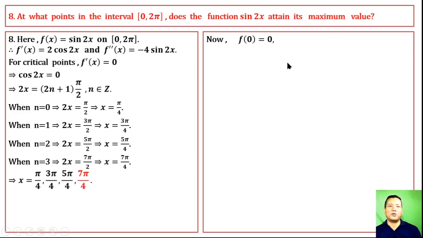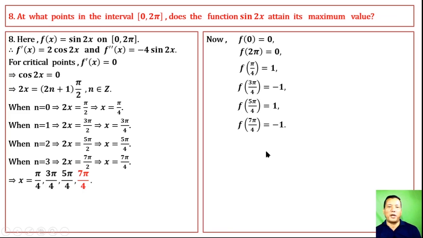Now f of 0 is 0, f of 2 pi is 0, and f of pi by 4 is 1, f of 3 pi by 4 is minus 1, f of 5 pi by 4 is 1, f of 7 pi by 4 is minus 1. Thus f attains maximum value at x equal to pi by 4 and at x equal to 5 pi by 4.